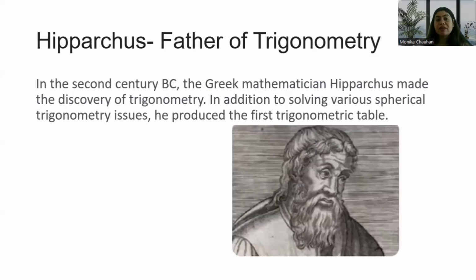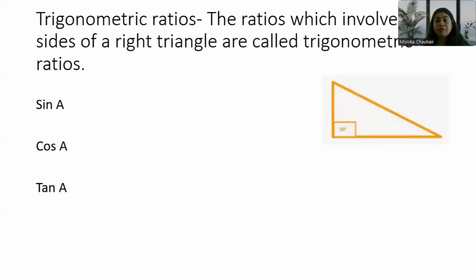So who is the father of trigonometry? Hipparchus. In the 2nd century BC, there was a Greek mathematician, Hipparchus, who made the discovery of trigonometry. Actually, he was a mathematician and a geographer too. In addition to solving various spherical trigonometric issues, he produced the first trigonometric table. That's very important, and we are going to learn it in another few minutes. So this is the man who discovered trigonometry.